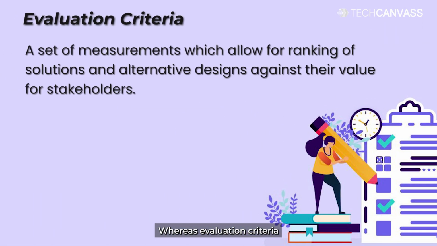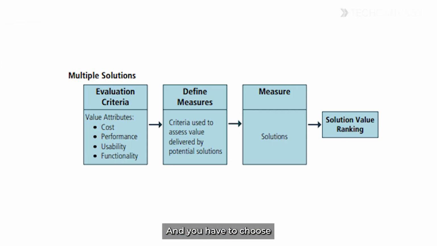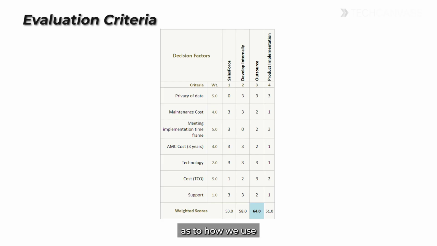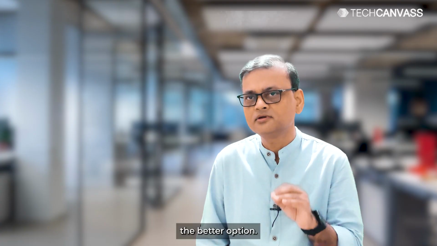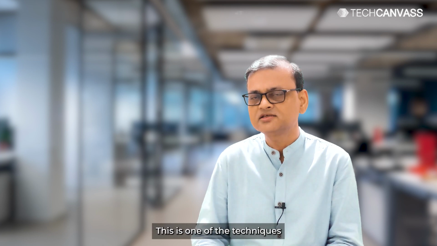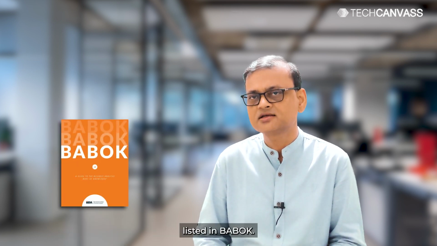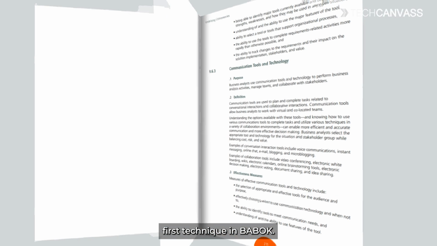Whereas evaluation criteria is only applicable when there is more than one option available to you, and you have to choose which one is better for you or for your customer. In that case, we choose evaluation criteria. I've also shown you an example of how to use the evaluation criteria to decide the better option. This is one of the techniques listed in BABOK. Actually, this is the first technique in BABOK.